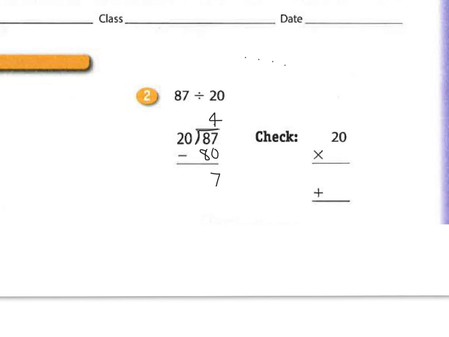So 4 remainder 7. So if we check our answer, what we're going to do is we're going to say 20 times 4 is 80. And then we add the remainder of 7, so 87. That means that we did that correctly.